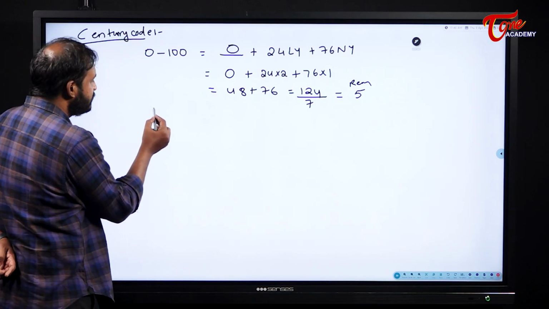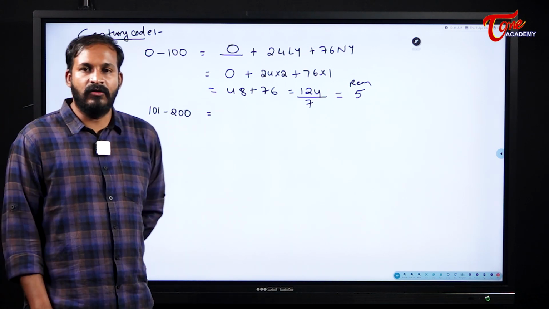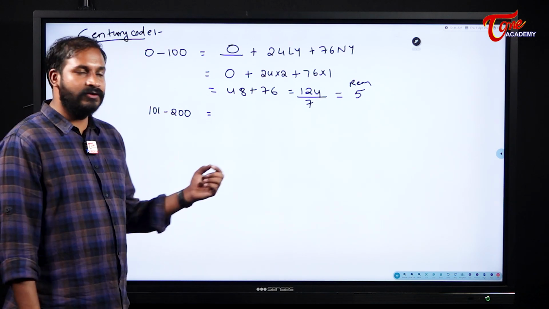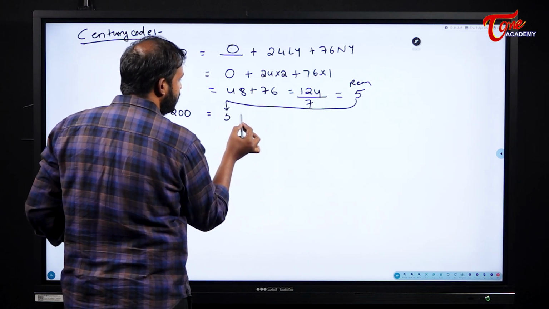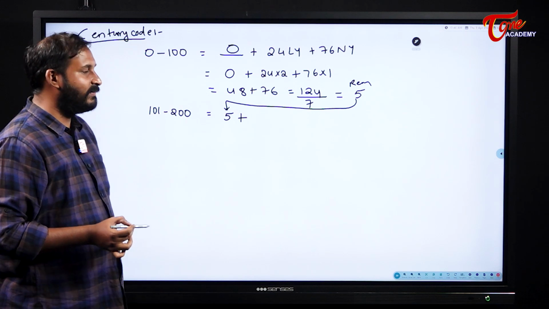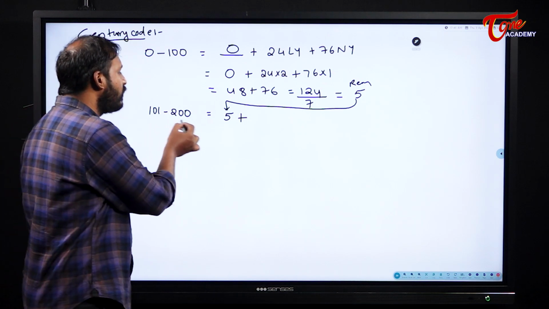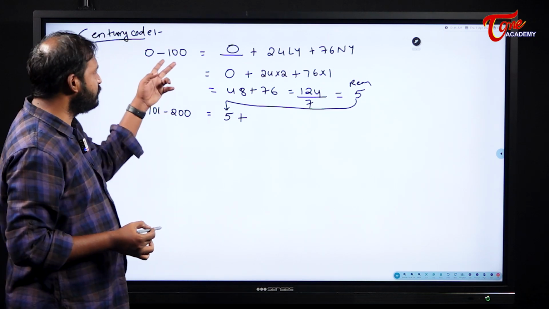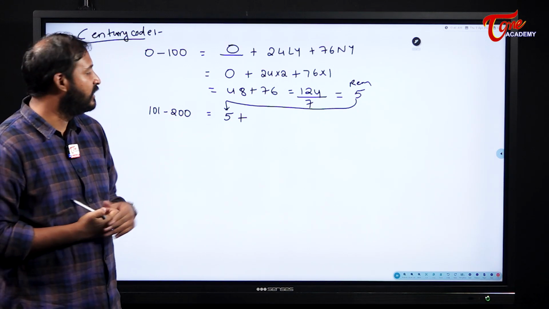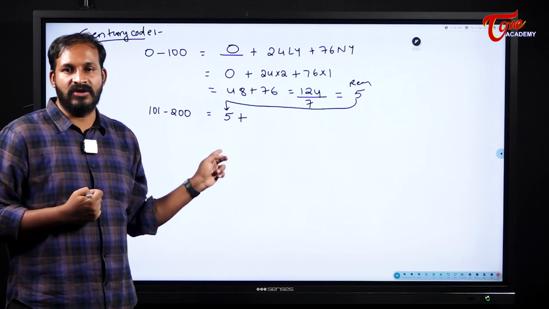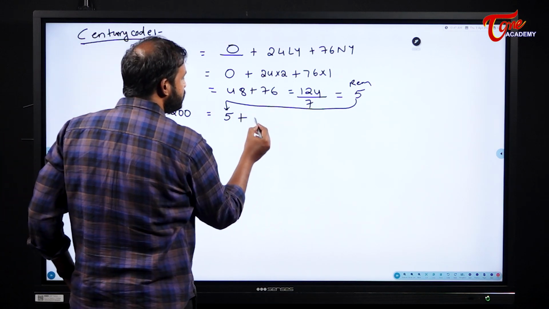Next, come to the next century, 101 to 200. Previously, how many odd days are there? 5 are there. So the 5 will come as a carry forward to this century. Now from 101 to 200, same story: we will have 24 leap years and 76 non-leap years. What is the reason behind that? 200 is not a leap year. So the same story from 101 to 200 also.